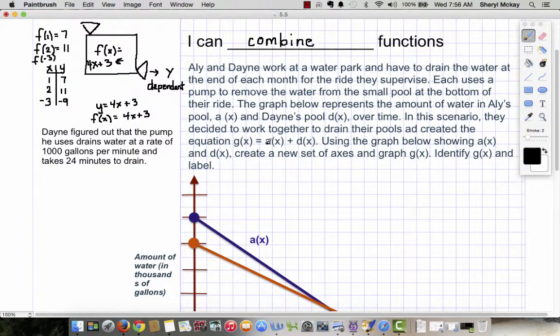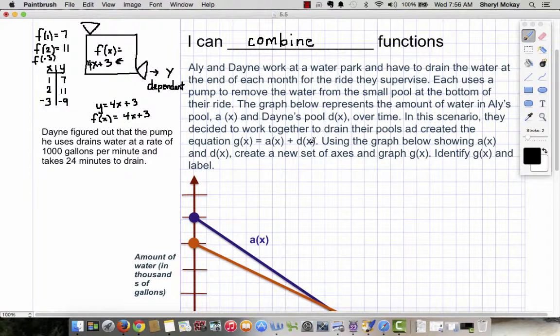A of x represents the amount of water in Allie's pool over time as it's draining, and Dane's pool, D of x, represents the amount of water in Dane's pool over time as it's draining. In this scenario, they decided to work together to drain their pools and created the equation G of x equals A of x plus D of x. So they want to work together using their two pumps and see how much time it takes to be able to drain both pools.